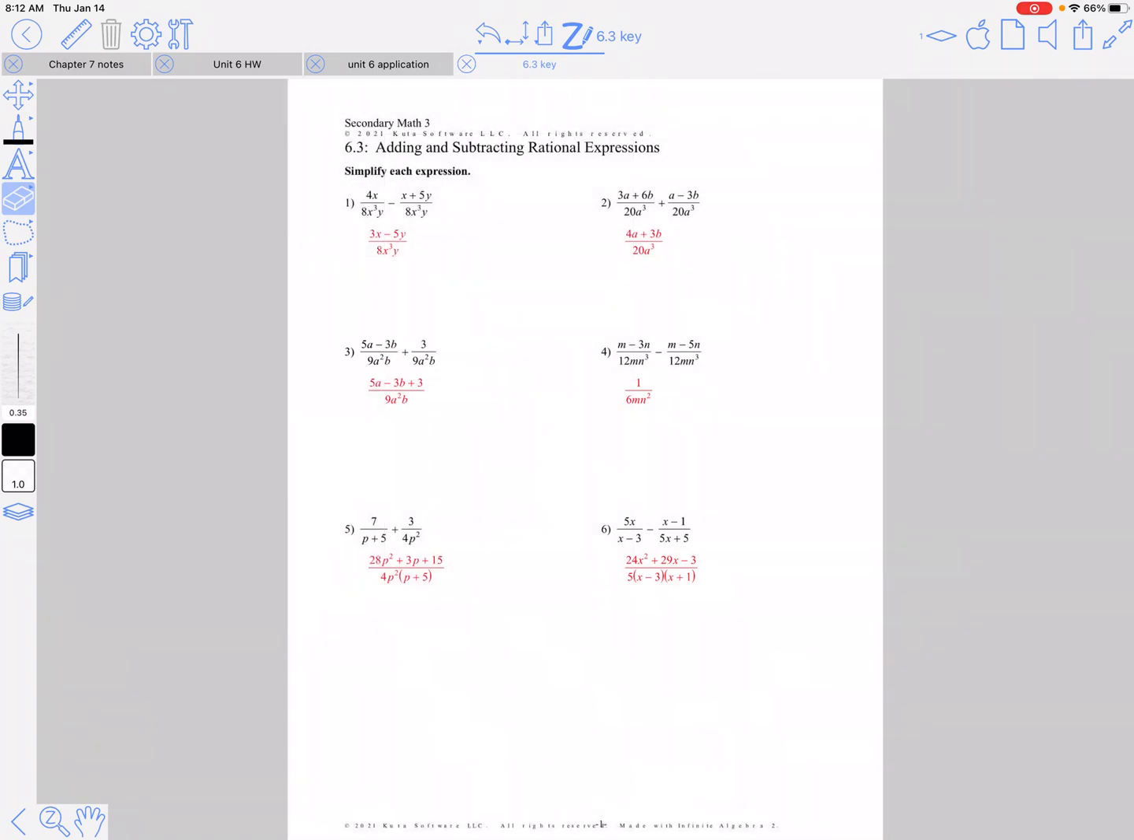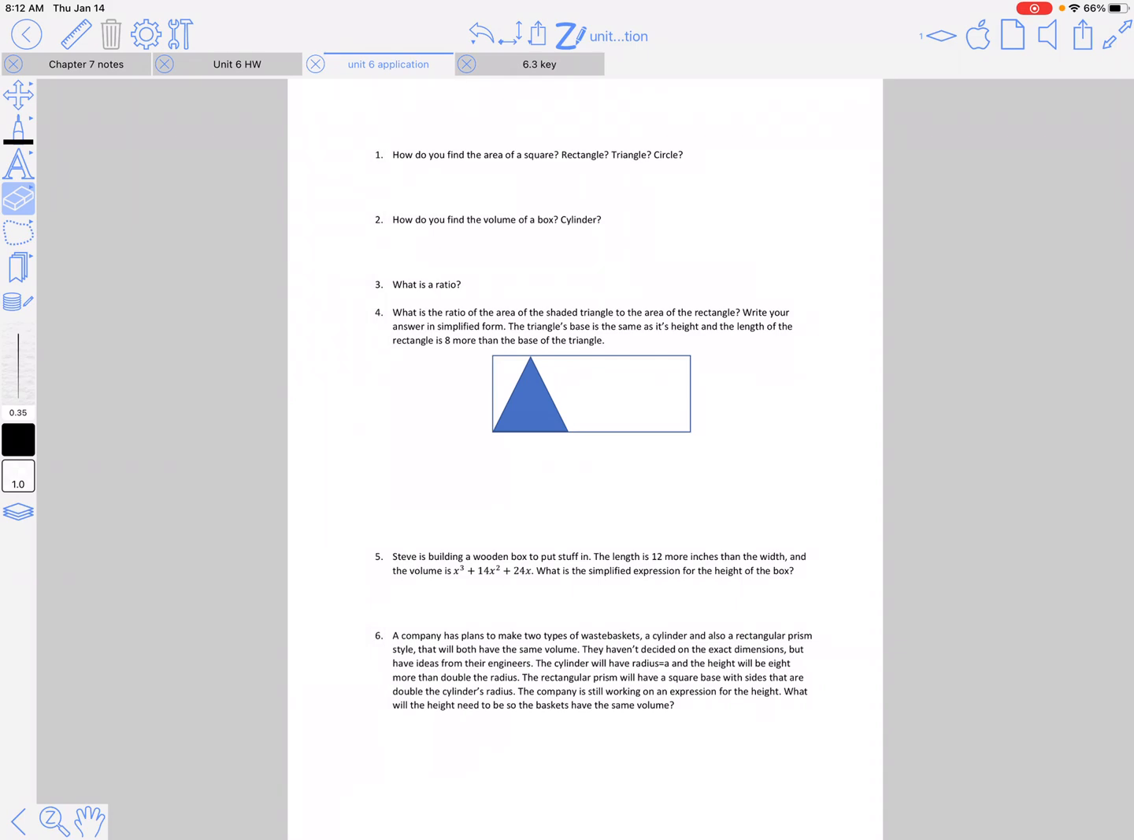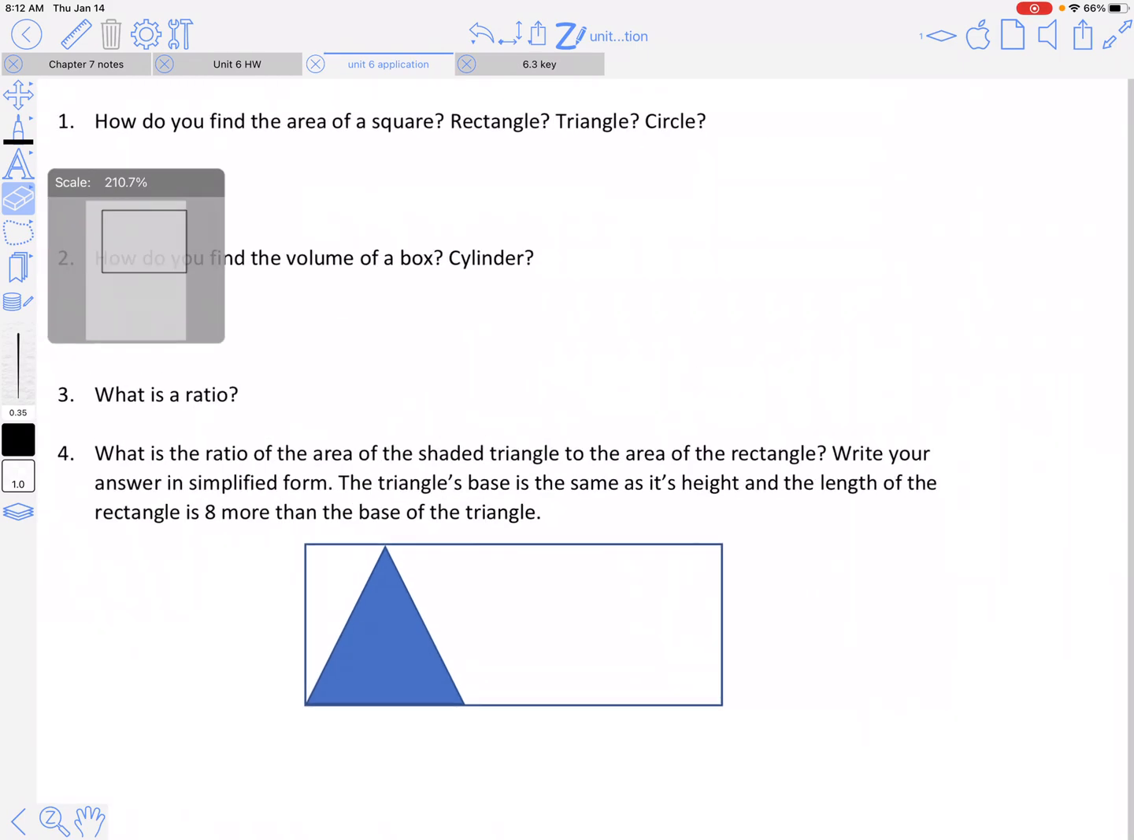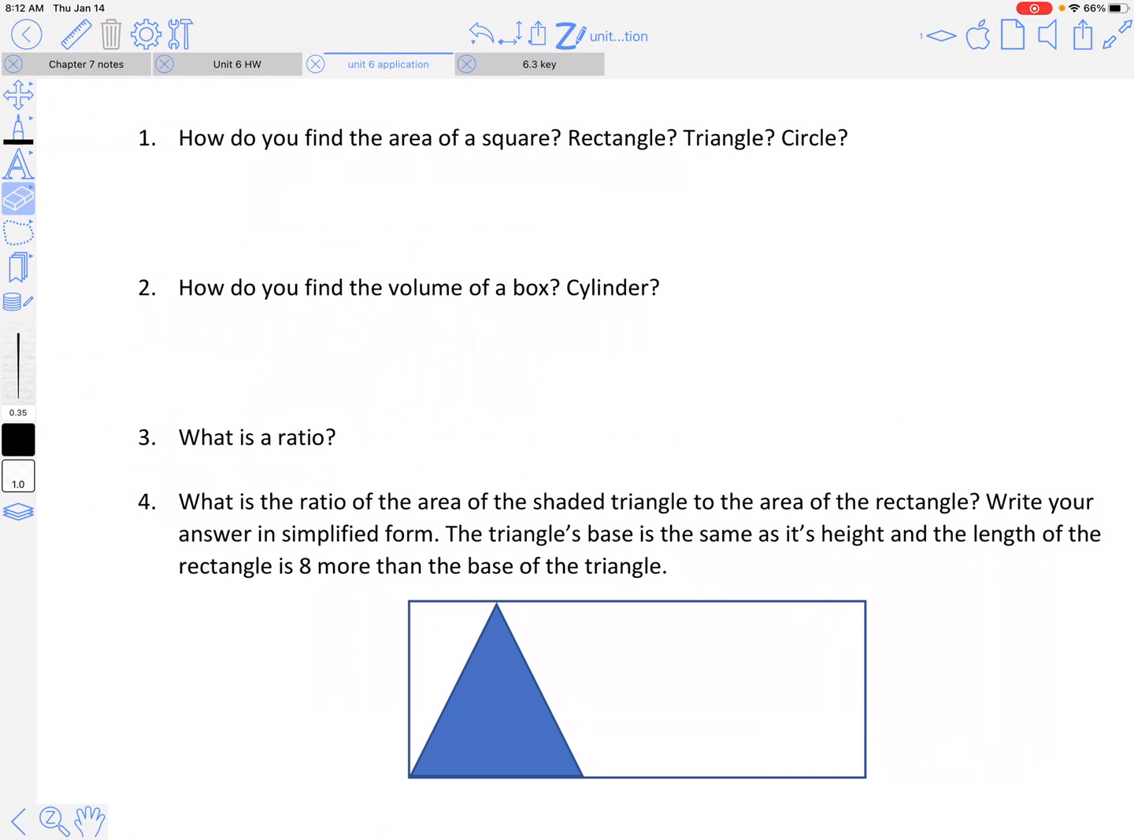The key is in Canvas also, so you can see how you did last class. And then this document that I'm going to be using is also in Canvas if you'd like to print that off and follow along. So today we are applying all of our knowledge about adding, subtracting, simplifying radicals. And the first thing that you're going to need to remember is how to find area.